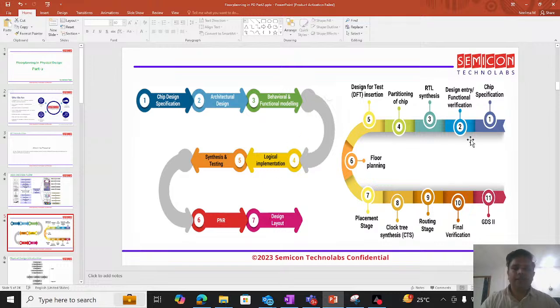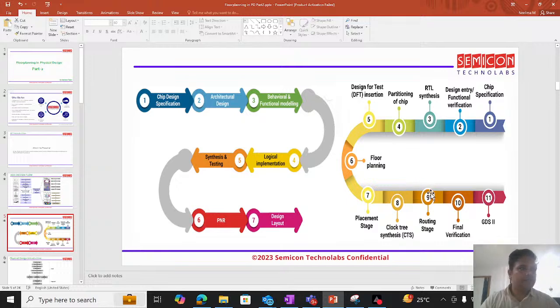Okay, similarly, to go a little deeper, right, I mean chip specification followed by design entry or functional simulations, followed by RTL synthesis, partitioning of chip, right, and then design for test insertion, floor planning. This is the topic which we are discussing, and then placement stage, where we place the standard cells, and then clock tree synthesis, where we do the optimization of clock DRVs, that is max transition, max cap, max fanout, right, using the clock buffers and clock inverter pair.